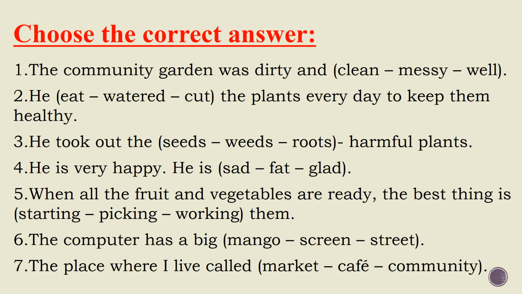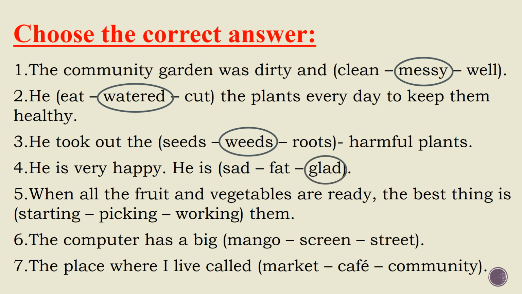In this exercise, we have to choose the correct answer. Number one, the community garden was dirty and messy. He watered the plants every day to keep them healthy. He took out the weeds, harmful plants. He is very happy, so he is glad.